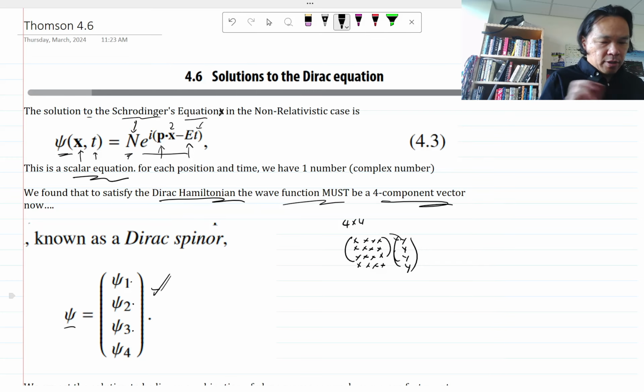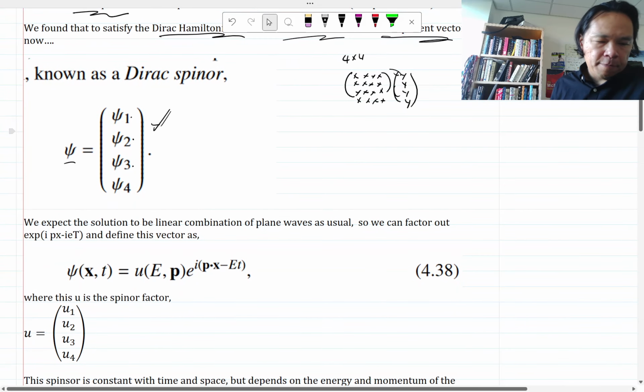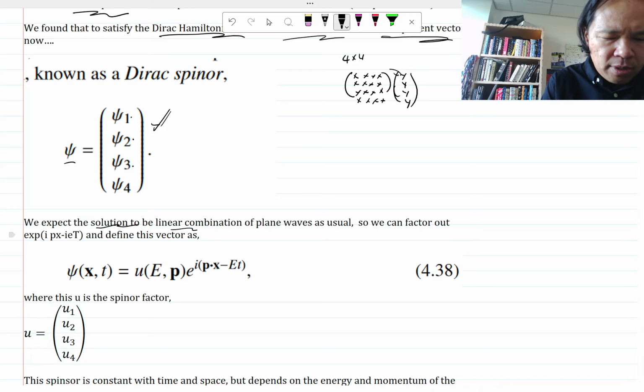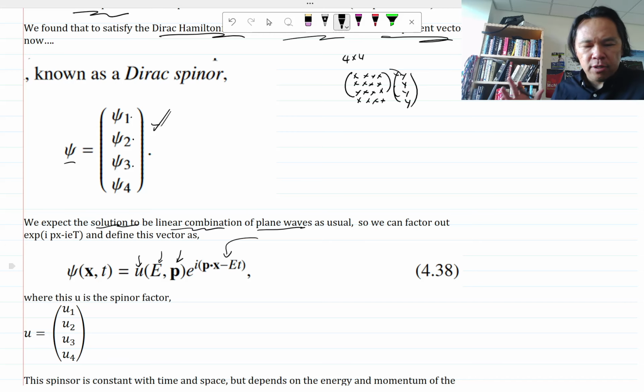And we're going to see that some of these are going to be representing particles, some of these are going to be representing antiparticles, and then there's going to be 2 spin states to each of them, so therefore we get 4. Once again, we expect the solution to be some linear combination of plane waves as usual. So there's this plane wave part, but we're going to factor out this 4 component part. We're going to call this thing u, and this u is going to depend on some energy and some momentum of this particular particle.